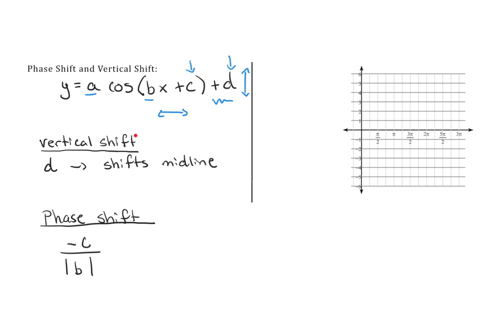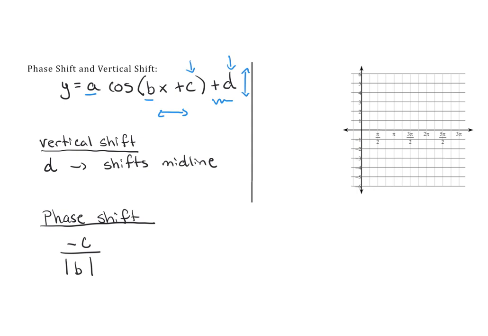Okay, so the vertical shift, the D at the end, what it does is it shifts the midline of the graph. And then the phase shift, so this negative is kind of that, it's always the opposite, right? Plus, we always think left, and minus, we go right. But because there's that coefficient in front of the x, you have to divide by that. So it's the opposite of C over the absolute value of B.